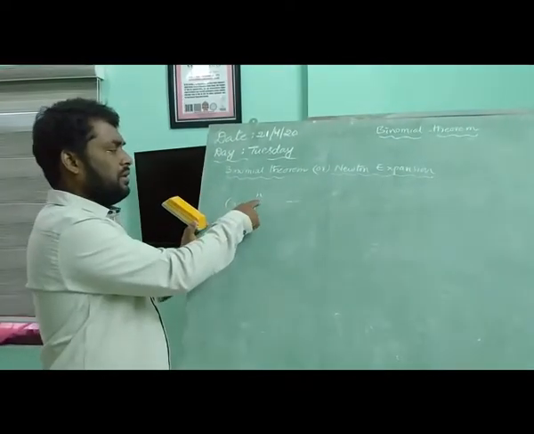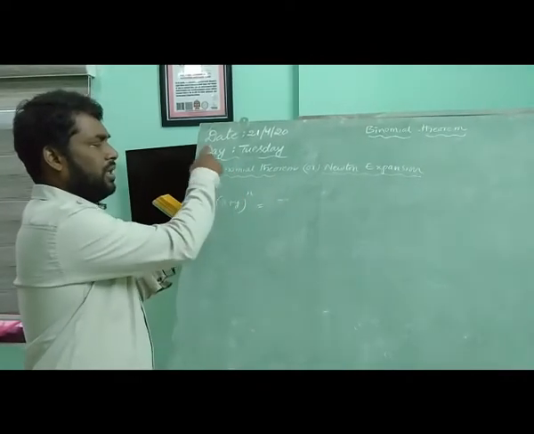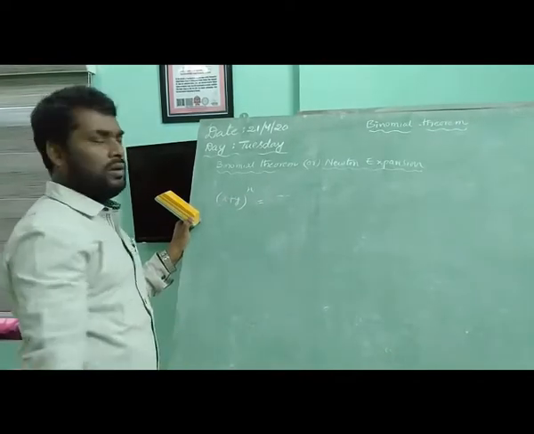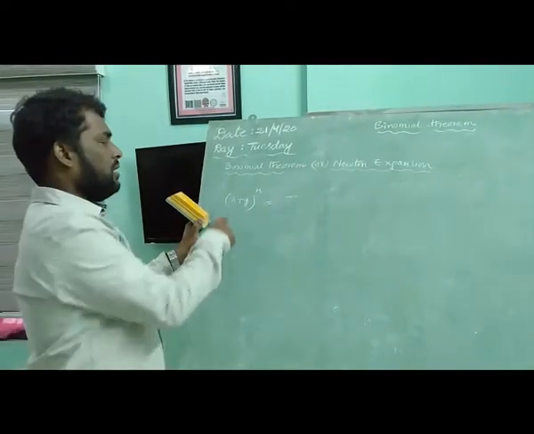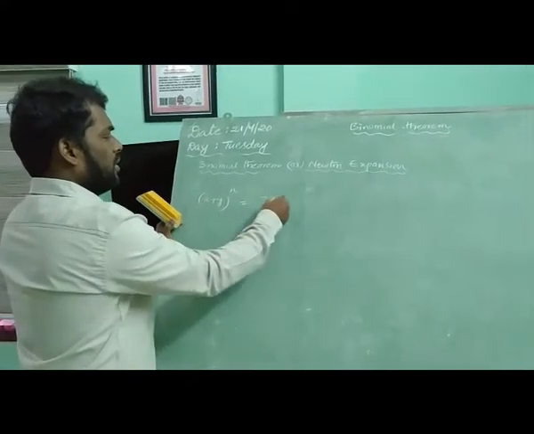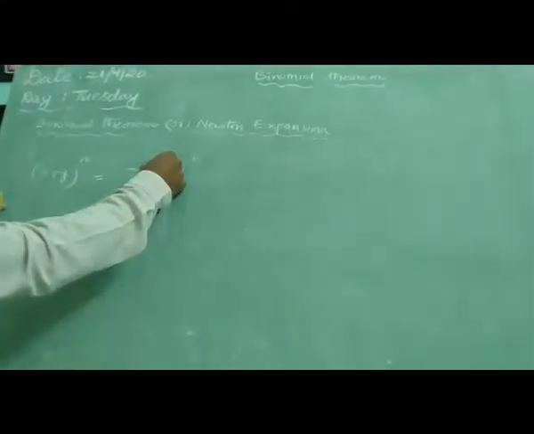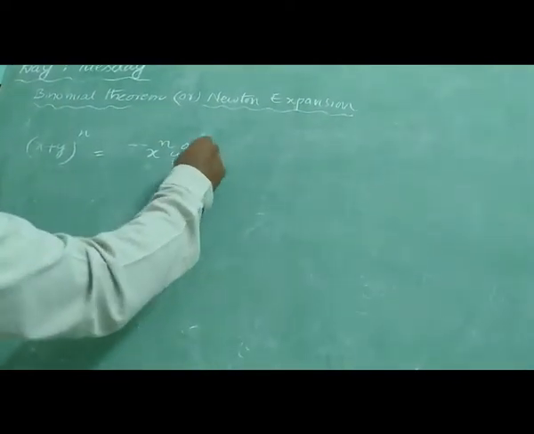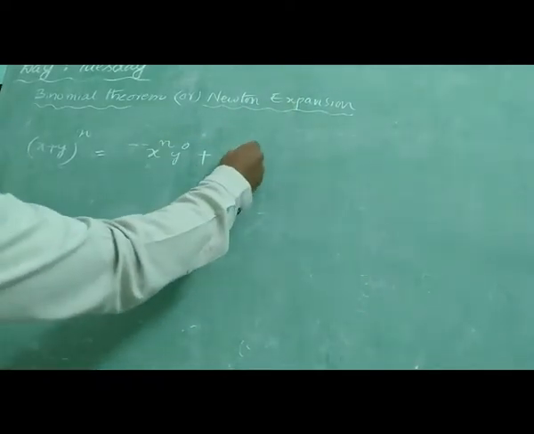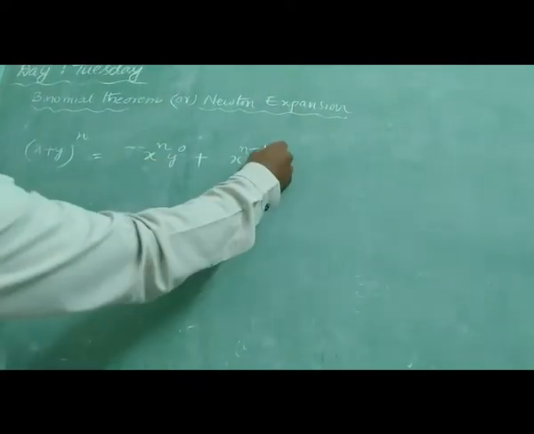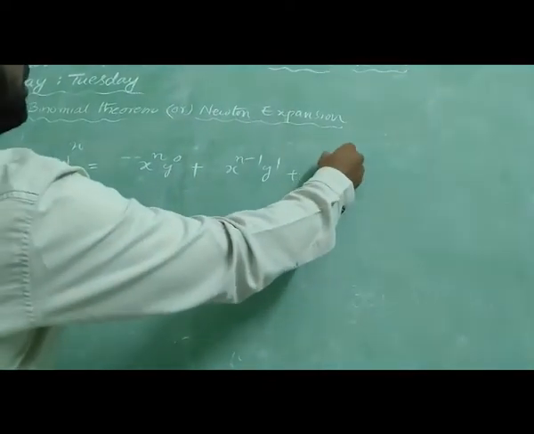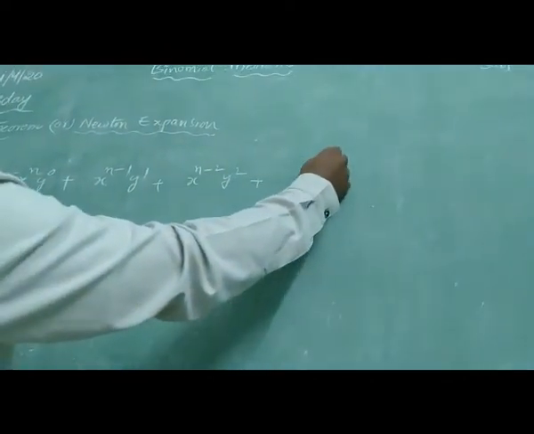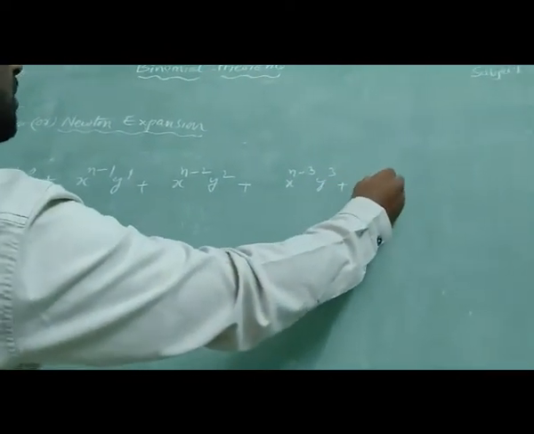Now we are introducing the general form of a binomial expansion: x plus y whole to the power of n. Again you should follow all the observations we learned. First, in the first term, exponent of x is equal to exponent of the binomial and exponent of y is equal to 0. And in the remaining terms, exponent of x consecutively decreases and exponent of y consecutively increases. Next, x to the power of n minus 2 y square plus x to the power of n minus 3 y cube plus and so on.